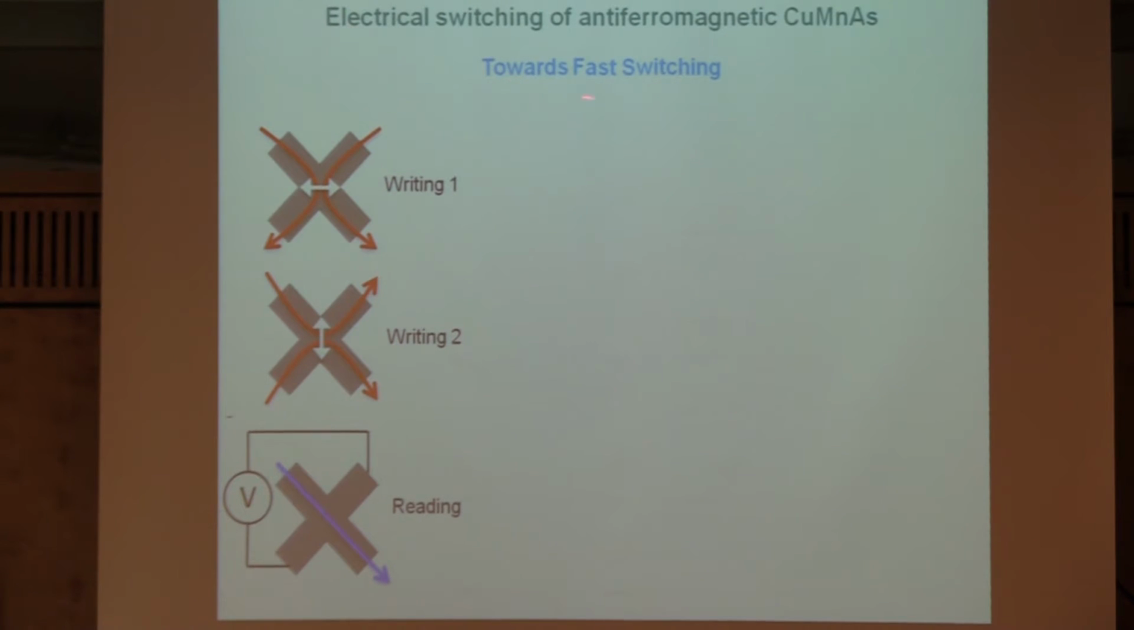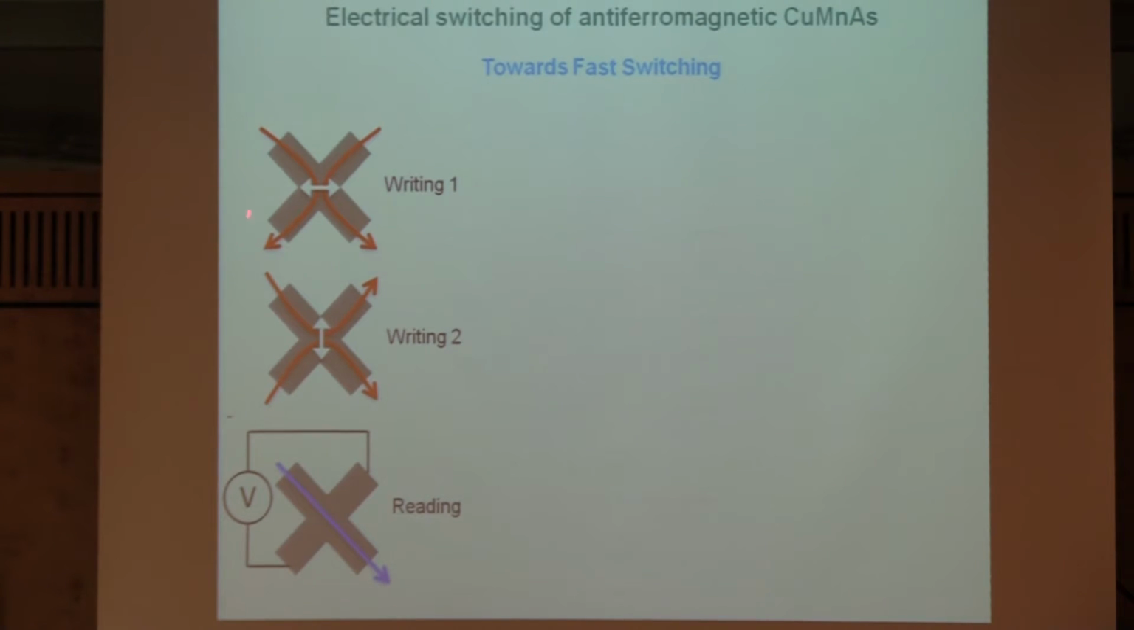So I was saying the idea of this talk is maybe to go towards fast switching, and for fast switching one has to go to smaller devices, just because the Joule heating becomes smaller if you want to switch at the same current density. So a way to make devices smaller is to go to a more simplified device structure.